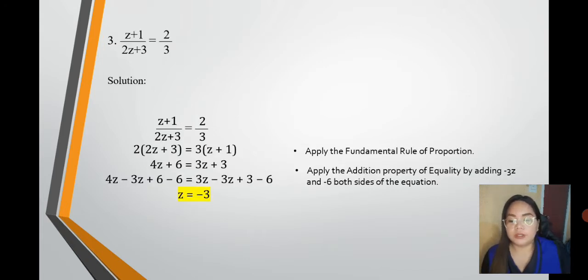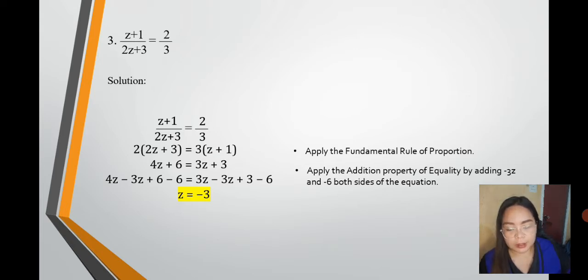For example number 3, we have z plus 1 over 2z plus 3 is equal to 2/3. Apply fundamental rule of proportion. Ang makakuha natin is 2 multiply by quantity 2z plus 3 is equal to 3 multiply by quantity z plus 1. So, isi-simplify natin. Ang makakuha natin is 4z plus 6 is equal to 3z plus 3.